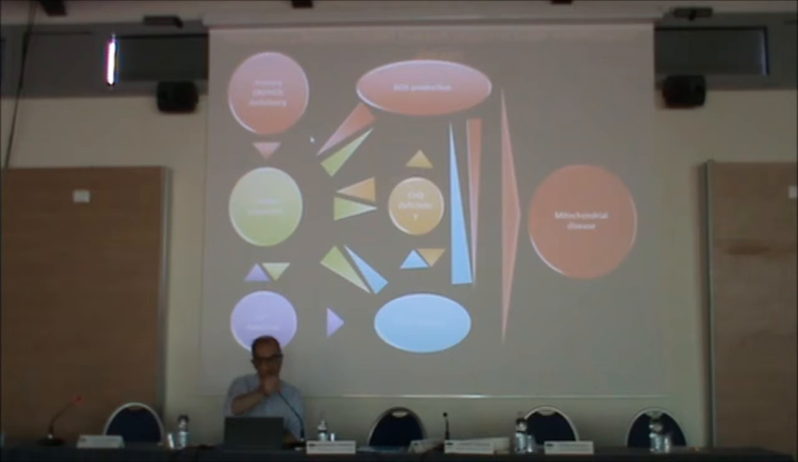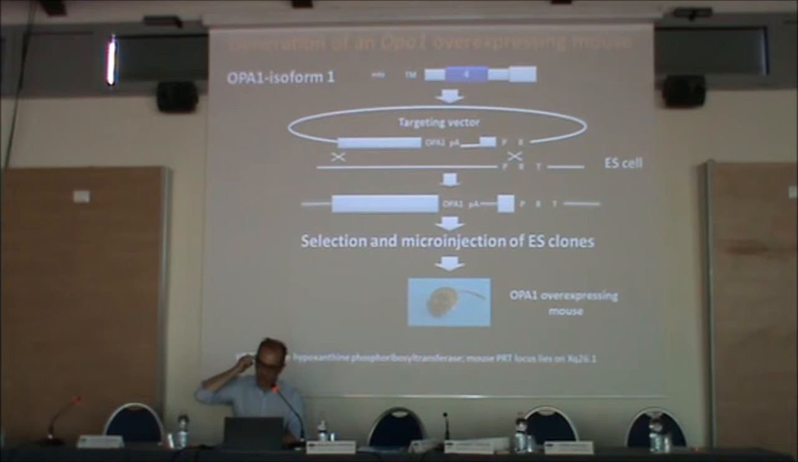Today what I will do is show you some data, which Massimo already referred to, that pertain to my part of this multicentric grant, that is, to investigate whether genetic correction of cristae shape can have any role in ameliorating phenotypes of mitochondrial disease.